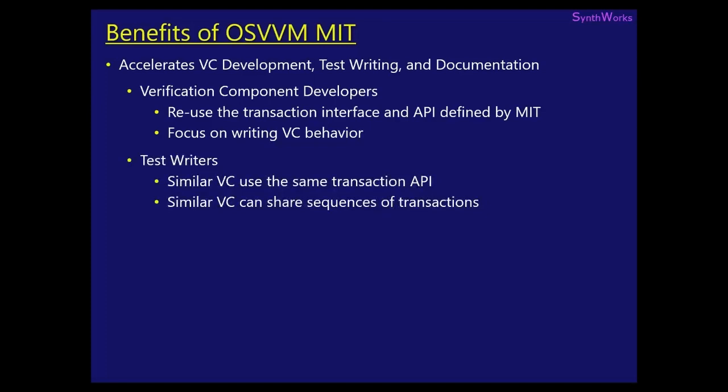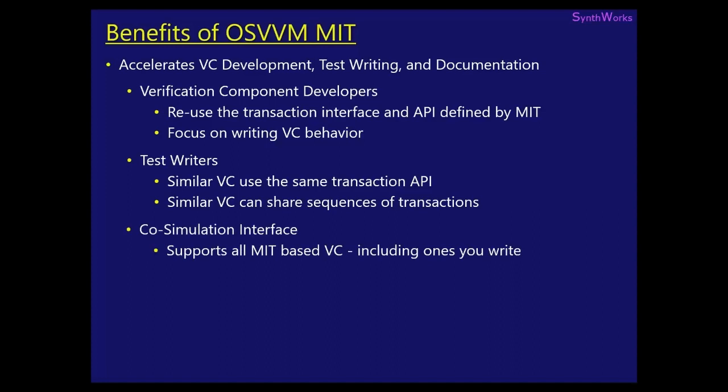For test writers, verification components of the same class use the same transaction API. So we're not introducing for the UART, for AXI stream, different procedures. We're using the same procedures. And in fact, if we've written another layer of procedure calls that do a sequence of things, we can do that same sequence of things across any interface. So if you want to do like Ethernet across the AXI stream, and then you want to do it across the Avalon stream, you can use the same subprogram. Okay.